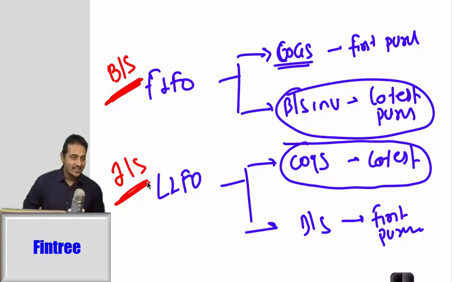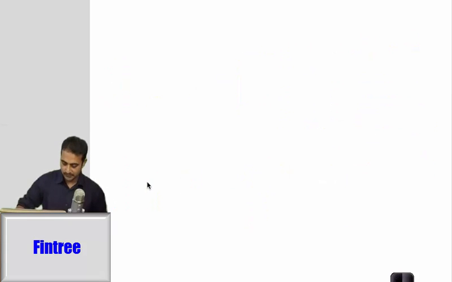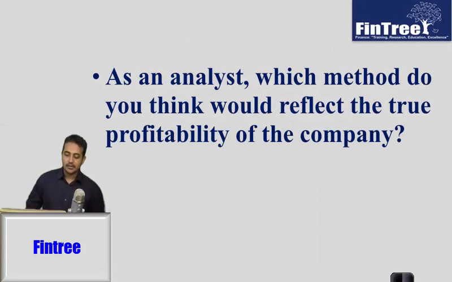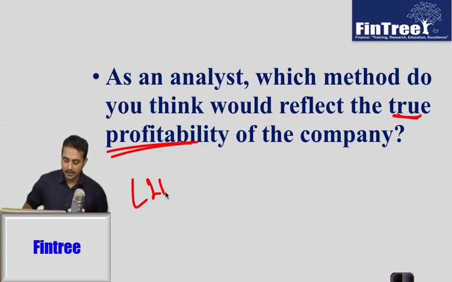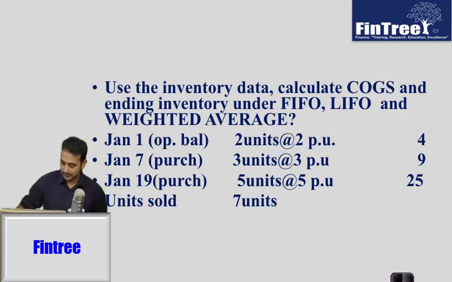Write. Done writing? Okay. So which method reflects true profitability? On the income statement, it should be LIFO. So calculate COGS and ending inventory in all the methods: FIFO, LIFO, weighted average. Please do it quickly.